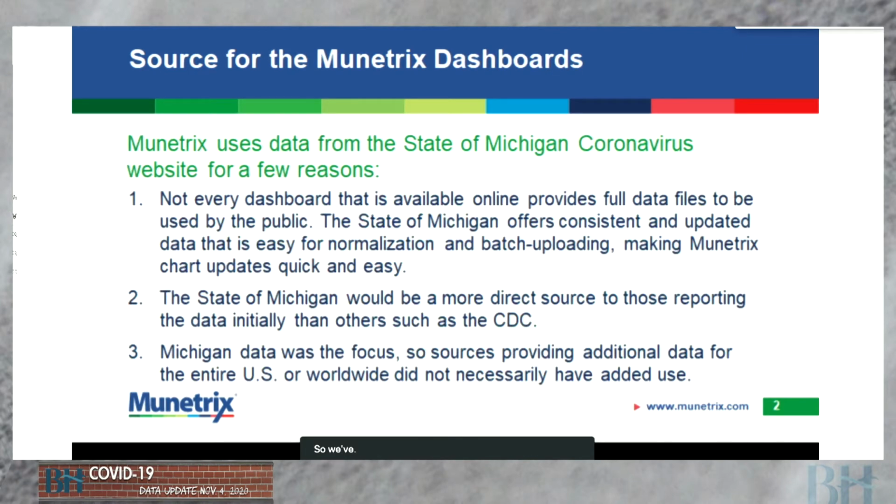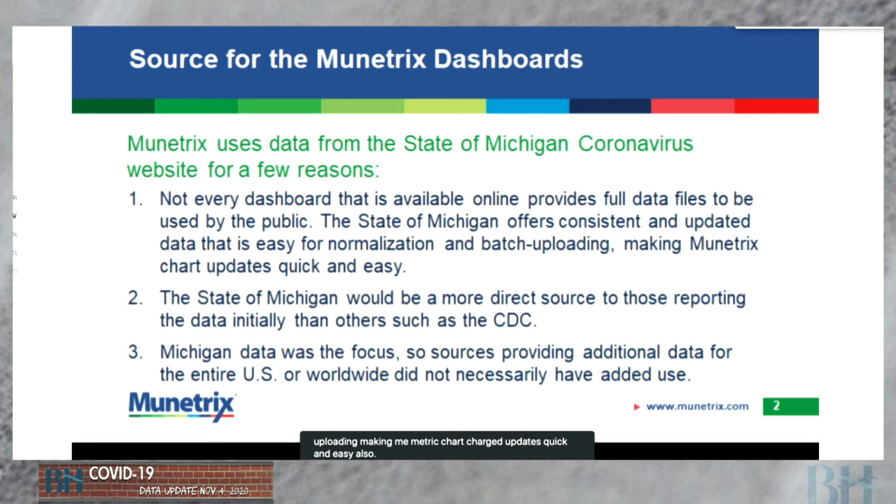So we've been working with Munetrix, and we've been doing this for a while. Munetrix uses data from the state of Michigan coronavirus website. There's a couple of reasons that they've shared with us. One, not every dashboard that is available online provides full data files to be used by the public. The state of Michigan offers consistent and updated data that is easy for normalization, batch uploading, making Munetrix chart updates quick and easy.